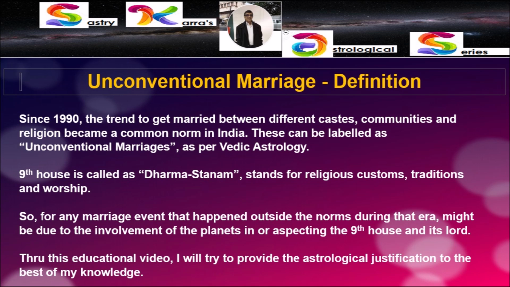And to check for an unconventional marriage, the ninth house plays a vital role, because the ninth house deals with dharmasthanamu, and any activity that has happened against the norms of society is considered to be adharma. That is the reason why they check the ninth house for identifying if there is a possibility for unconventional marriage.